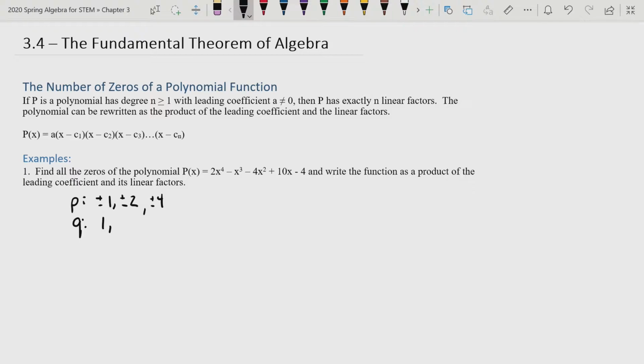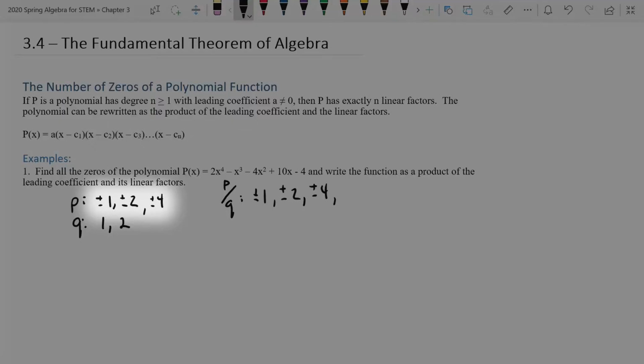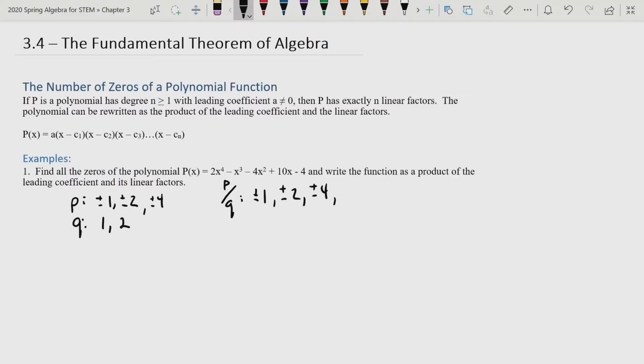Since we're going to divide them with plus or minuses from the top, we don't need to write the plus or minuses for the q's. So if we make a list of possible p's over q's, we take each one of these and divide by each one of these. If you take each one of these and divide it by 1, nothing changes: plus or minus 1, plus or minus 2, and plus or minus 4. If I take all of these and divide it by 2, I get plus or minus 1/2. 2 over 2 would be plus or minus 1, which we already have. And then 4 over 2 would be plus or minus 2, which we also already have. So this is an exhaustive list of the possible rational roots.